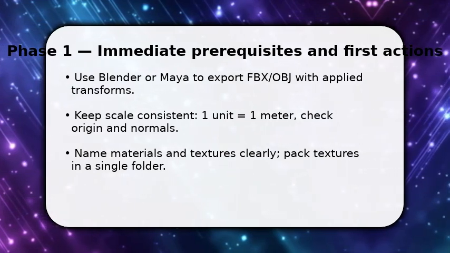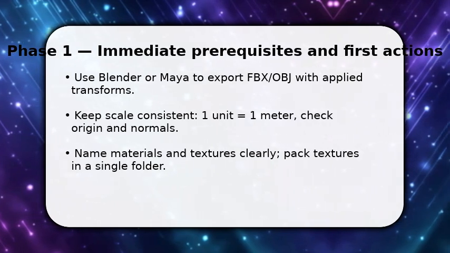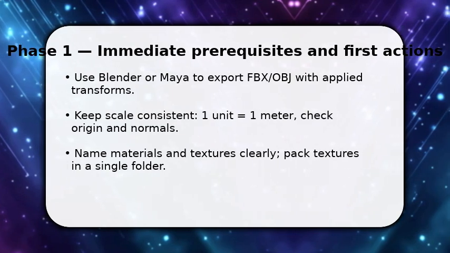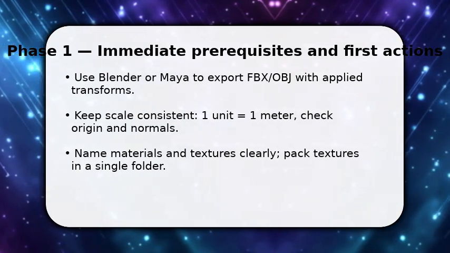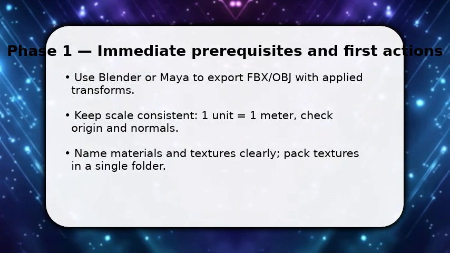Once exported, drop the mesh and its packed textures into the SCP-RP asset folder. Your server will pick up files on restart. You do this now to avoid later mismatches. Finally, name materials and textures clearly so you can reference them in spawn commands.